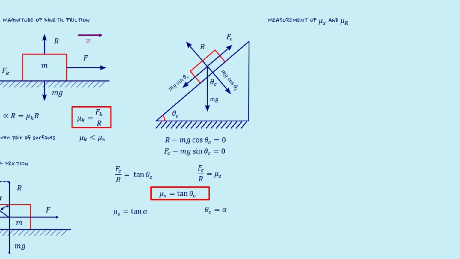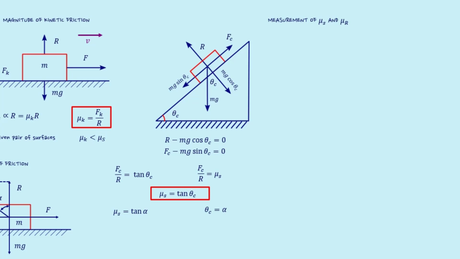This theta c is termed as the angle of repose. It is the angle of an inclined plane at which a body placed on it just begins to slide. We can also see alpha is equal to theta c, that is, angle of friction is equal to angle of repose. When the angle of inclination is more than the angle of repose, the object placed on the inclined plane will start to slide down, overcoming the static friction.